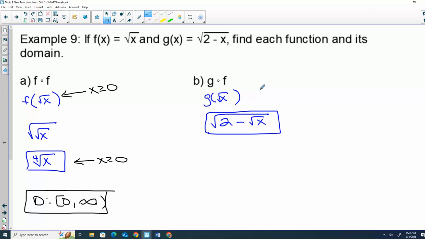If I'm doing the domain, this inside one, we know it's a square root, so x is greater than or equal to 0. If I'm right here, this whole thing has to be greater than or equal to 0, right? So how would I go about solving that?